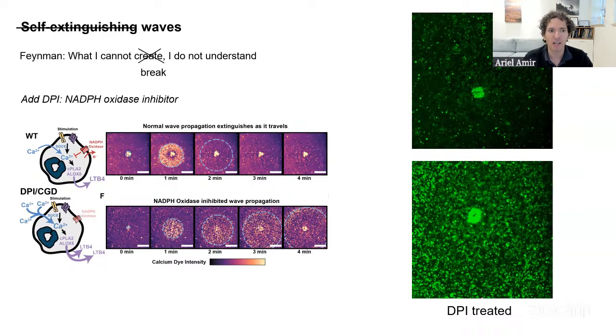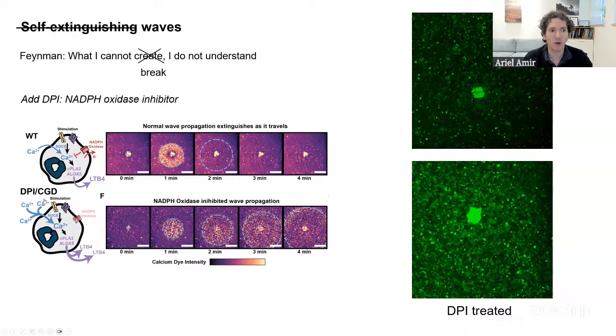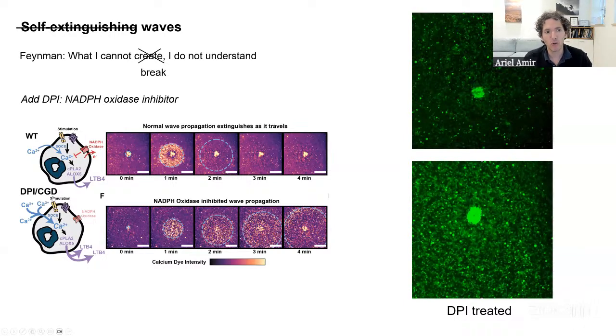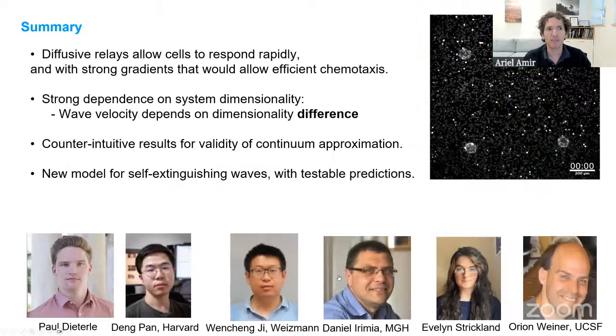And in fact, there is a disease called CGD, chronic granulomatous disease, where neutrophil swarming is impaired. In this disease, it's exactly this inhibitor that is affected. And when we tested blood from patients with CGD, we get essentially the same phenomenology you get when you add this DPI. So you get waves that basically don't stop, as the model predicts. And with that, I'll summarize.